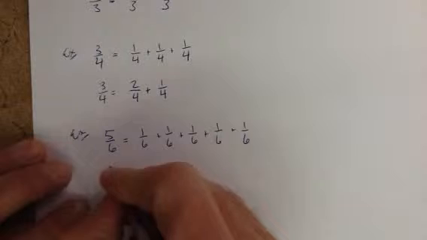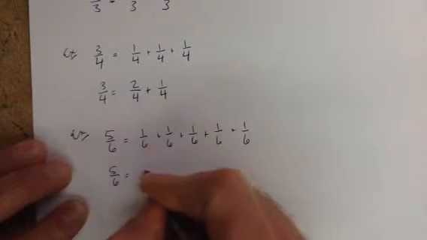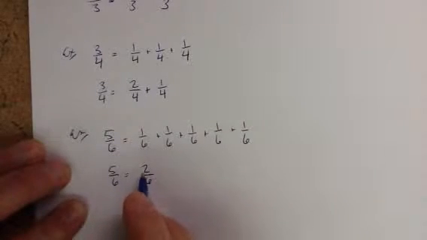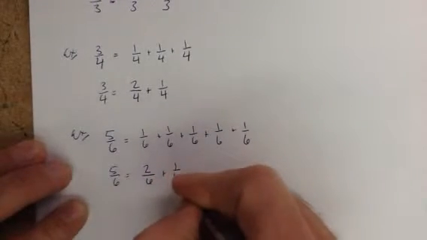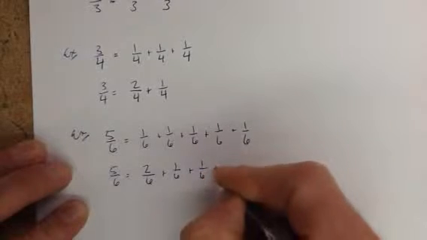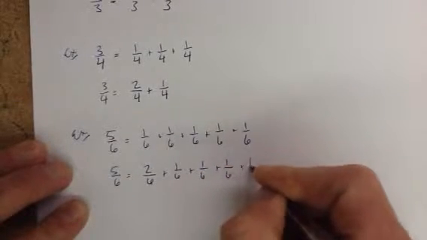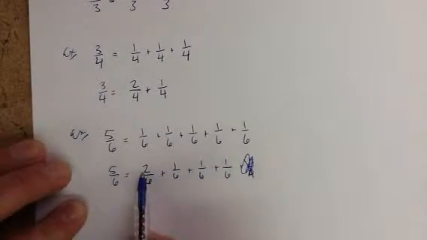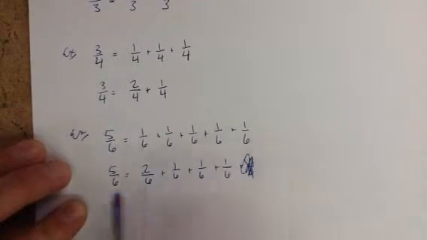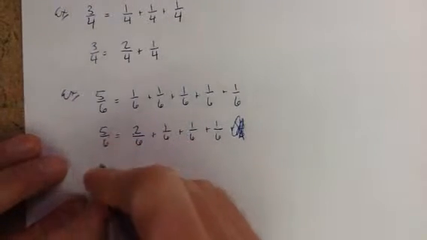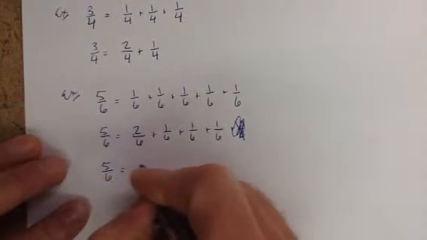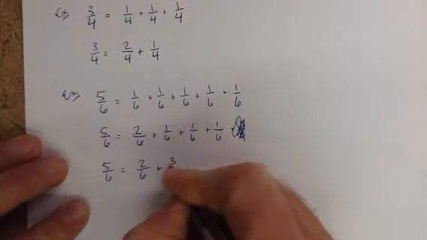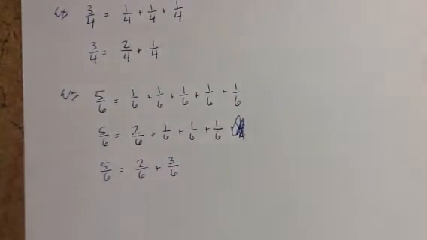That gives me 5/6. Well, I could also break that down into, if I started with a 2/6, what can I add to that? Well, what if I added another 1/6, a 1/6, a 1/6, and a 1/6? That's too much. So 2, 3, 4, 5, 6. How about breaking it down into this? If I start again with 2/6, I could add 3/6, and that also gets me 5/6.